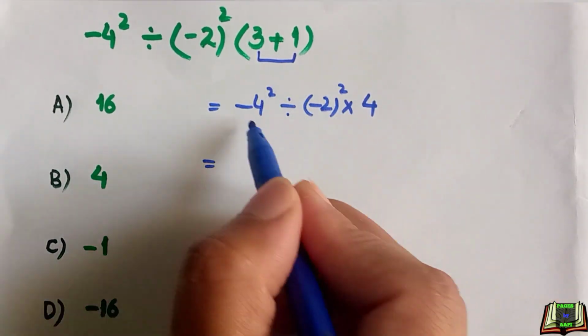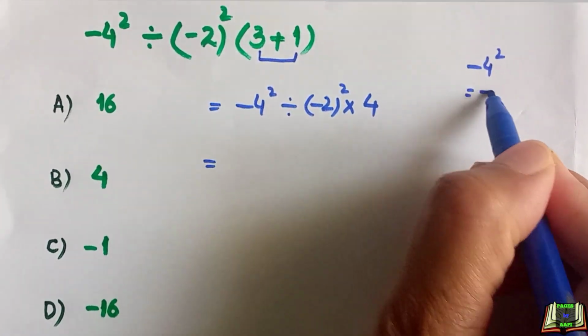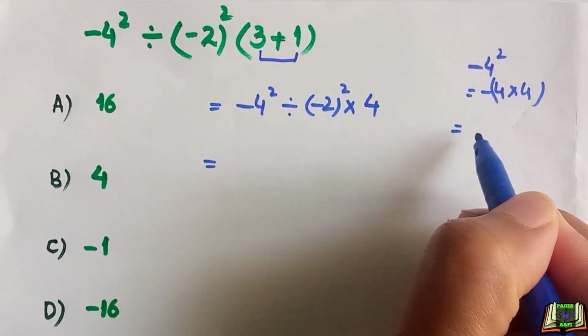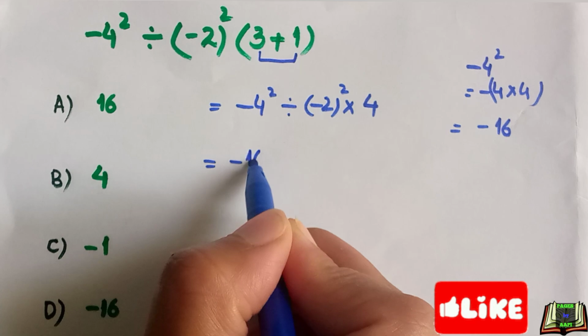So we have to solve it very carefully. Minus 4 to the power 2 means minus 4 times 4. 4 times 4 is 16 and the sign will be negative. This is equal to negative 16.